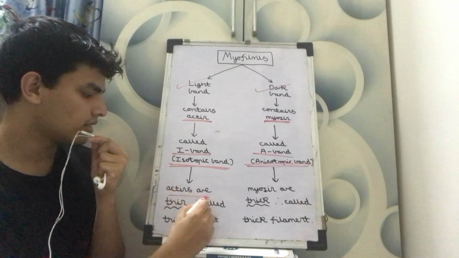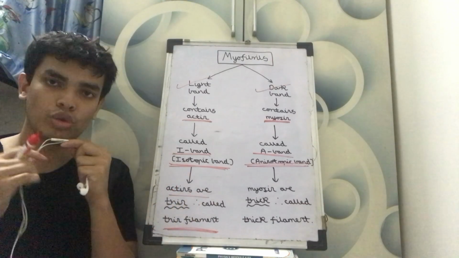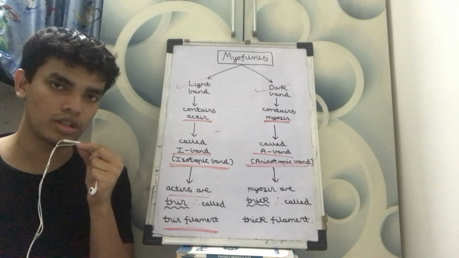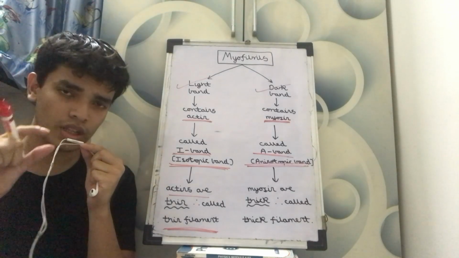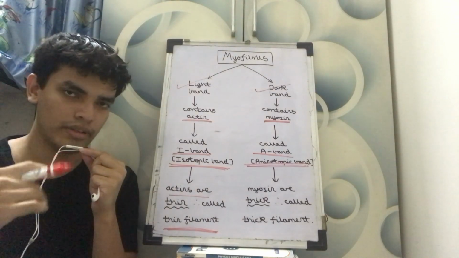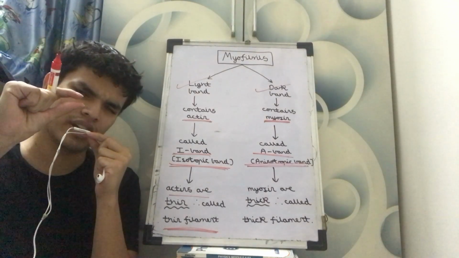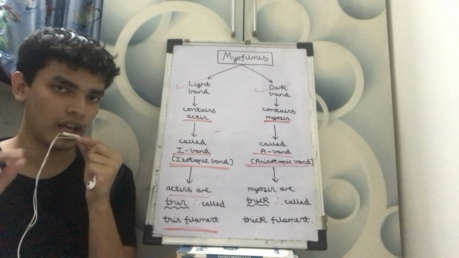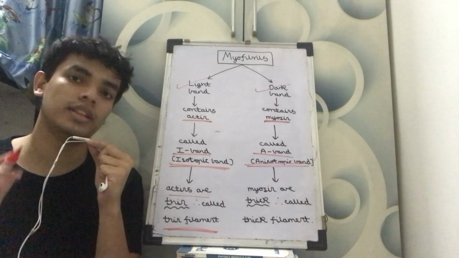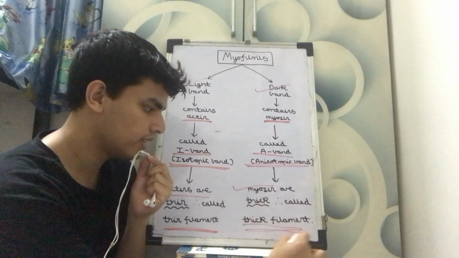So actins are thin, therefore called thin filaments. Another major important difference: the actin proteins are thin. We are talking in comparison here, the myosin is thick and the actin is very thin as compared to myosin. So actin is called the thin filament and myosin is called the thick filament. Myosins are thick, therefore called thick filaments.